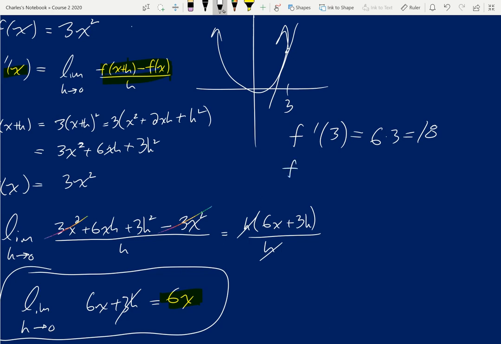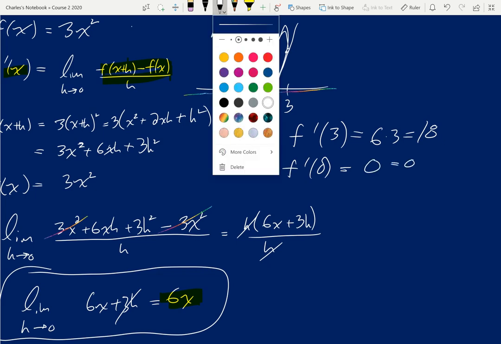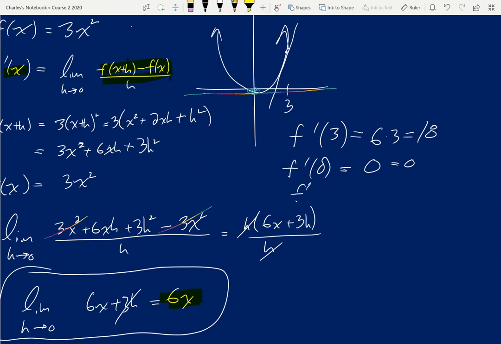If I want to say, what's f prime of 0? Well, what should we get? F prime of 0 is where the vertex of that parabola is. The tangent to the curve there is flat. It has a slope of 0. F prime of 0 is equal to 0. What if I do f prime of negative 2? What should I get? Well, at negative 2, it's negative, and it's not quite as steep as it is at 3. So 6 times negative 2 is equal to negative 12.